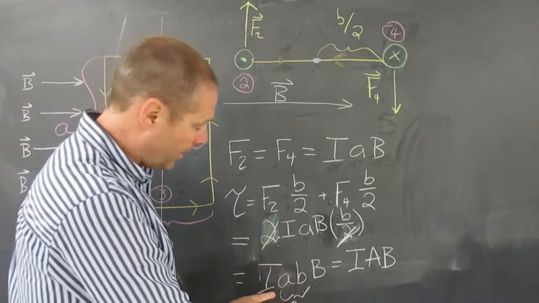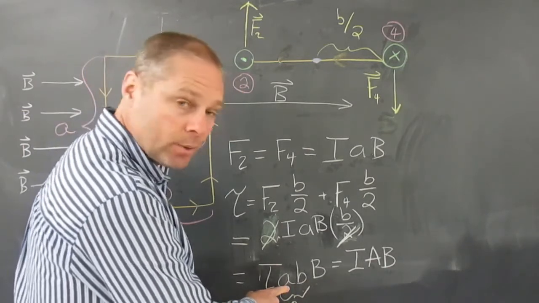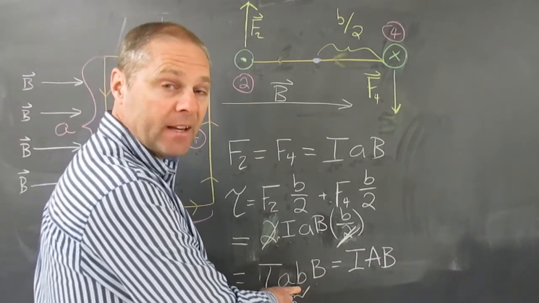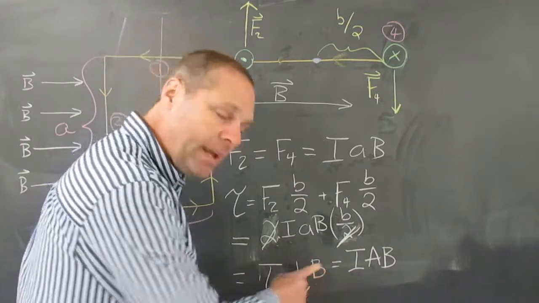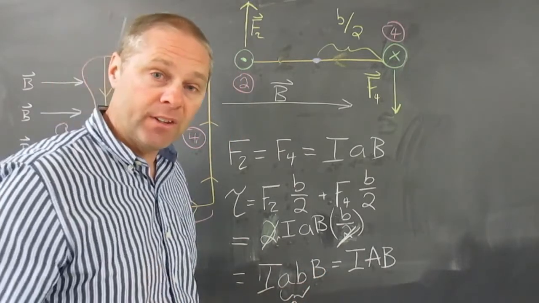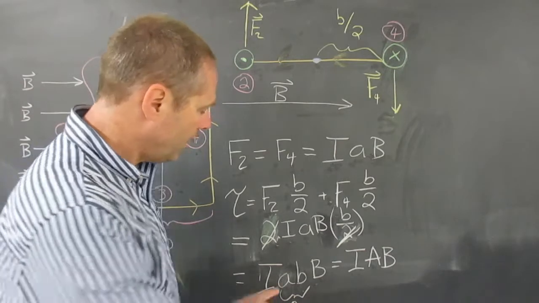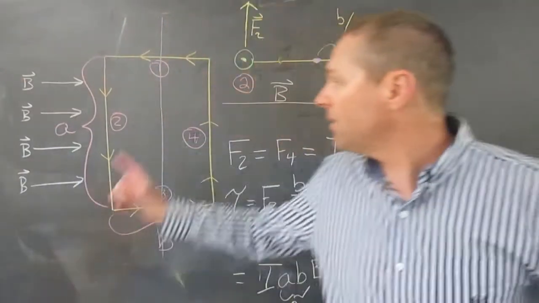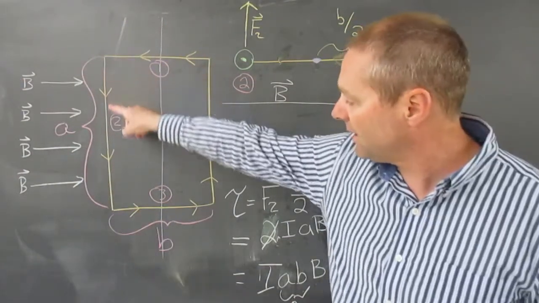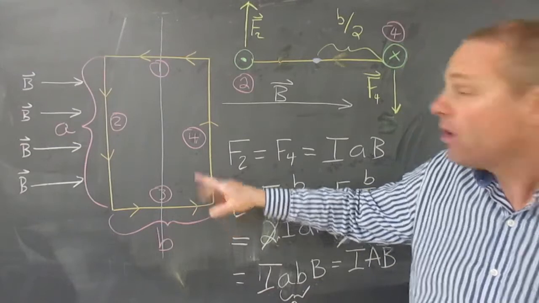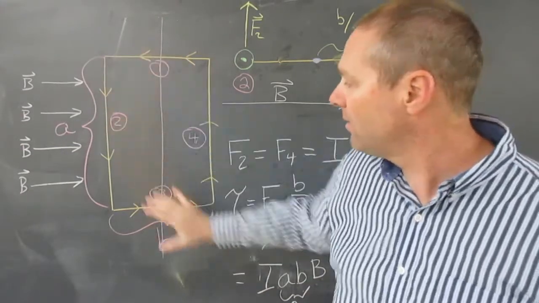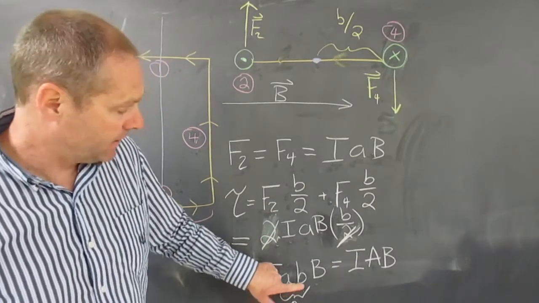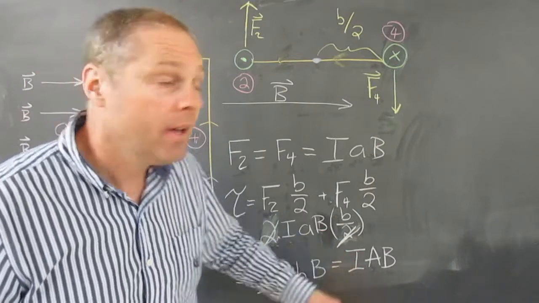So that's what I have written down here. I is the current, A is going to be the length of sides 2 and 4, b is going to be the length of sides 1 and 3, and B, capital B, is going to be the strength of the magnetic field. Now, if you go back to the picture here, if you take the length of A times the length of b, you end up getting the area of this loop. Therefore, we can combine the length of A times the length of b to be the area.